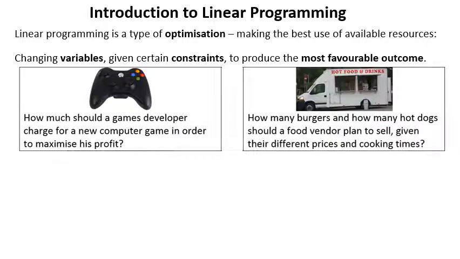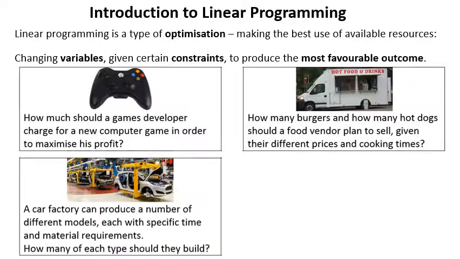Burger van. How many burgers and how many hot dogs should a food vendor plan to sell given their different prices and cooking times? There might be a certain amount people are prepared to pay for a burger or a hot dog, and it may be that one or other of them costs more money to the hot dog and burger vendor than the other one. It might take more time and effort to produce. There might be all sorts of different reasons why you can't sell just the one. People want variety, and it's similar with a lot of industries. There are certain products that might not get you a huge amount of profit, but you sell them anyway because people come to your shop for one thing and they stay and buy other things.